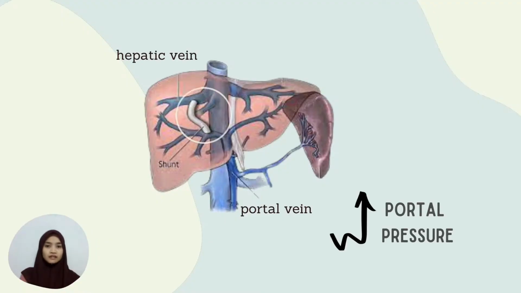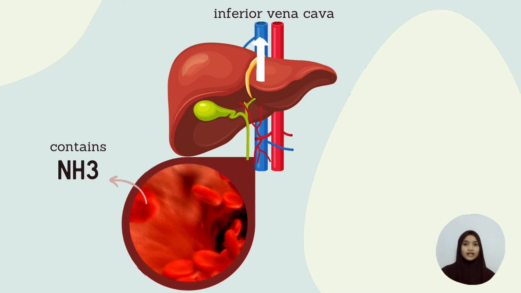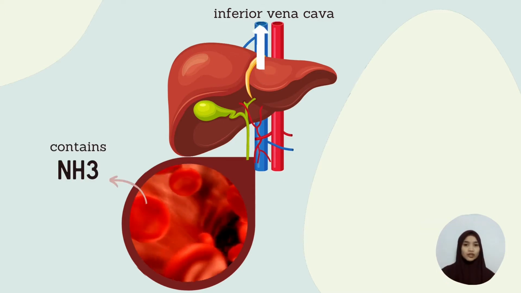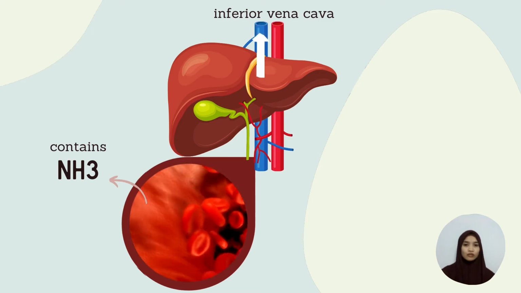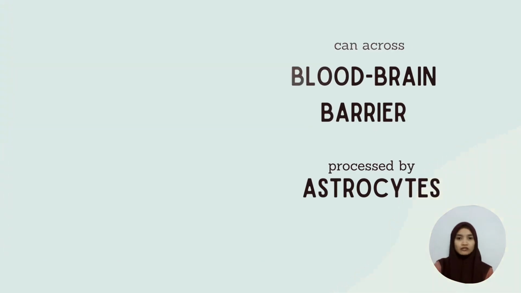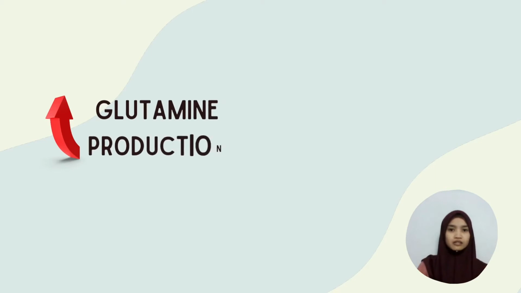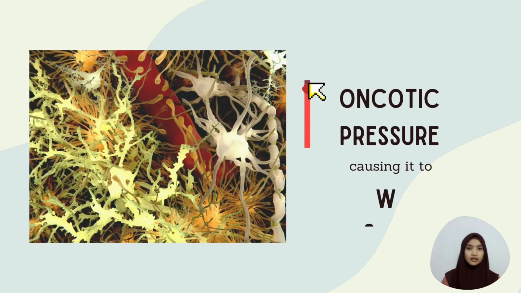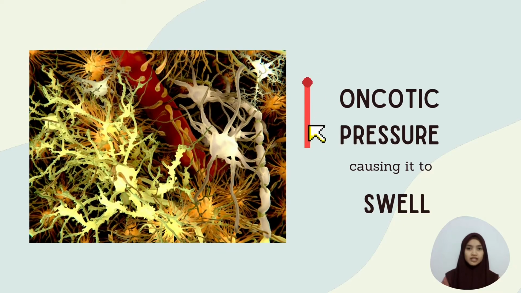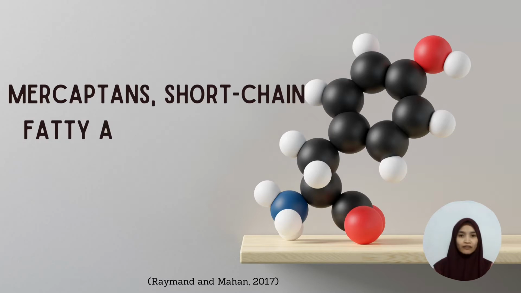Shunts may arise as a result of increased portal pressure that allow blood to flow from the portal system to the inferior vena cava. The issue is that this blood includes ammonia, which is a nitrogenous molecule. It can cross the blood-brain barrier and is metabolized by astrocytes, as glutamine is produced from glutamate. As a result, increased glutamine production raises the astrocyte's oncotic pressure, causing it to swell. Mercaptans, short-chain fatty acids, and phenol are some of the other chemicals involved with hepatic encephalopathy.